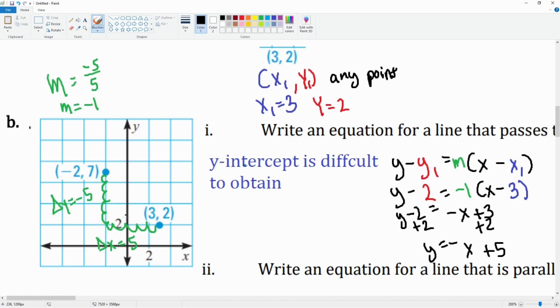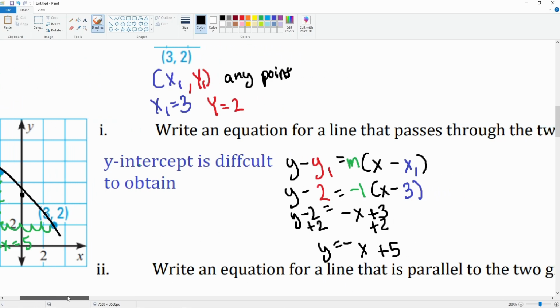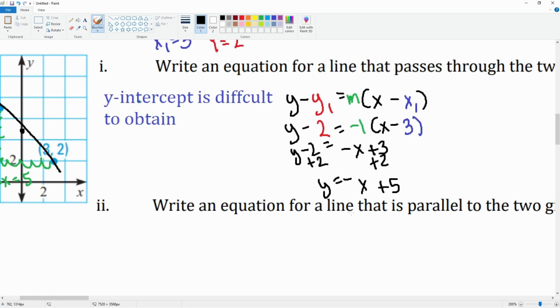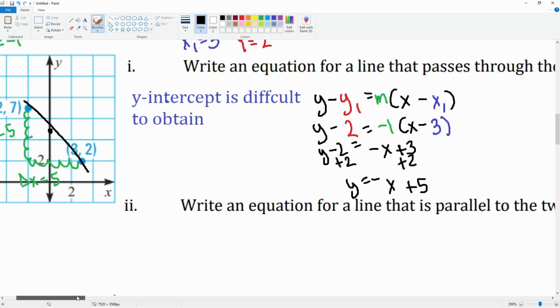So that y-intercept is 5. It looks like it's somewhere here, and it looks like that was close. So yeah, that equation makes perfect sense. That is the equation that passes through those 2 points.